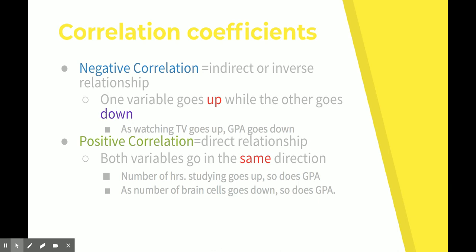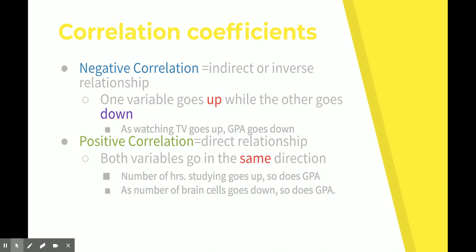So we can have a negative correlation or a positive correlation. And what that tells us is what is the direction of the relationship. So a negative correlation implies an indirect or inverse relationship. So as one variable goes up, the other goes down. Or as one goes down, the other goes up. So for example, a negative correlation is as you watch more TV, so number of hours TV watching goes up, your GPA goes down. So that's a negative correlation.